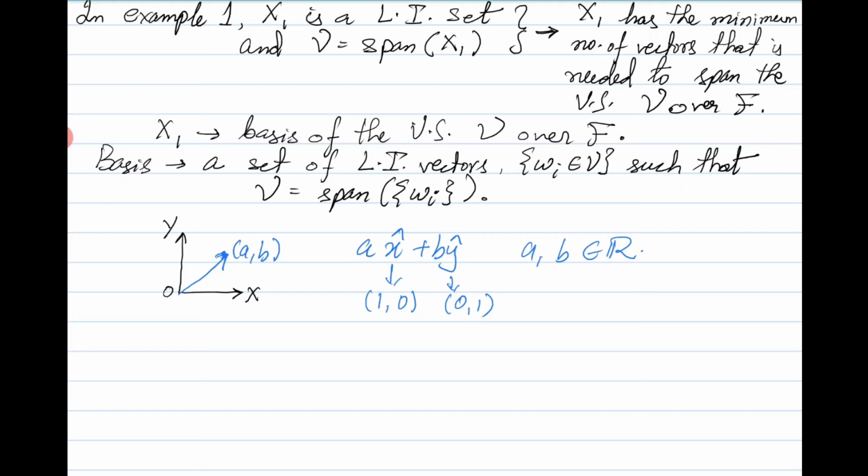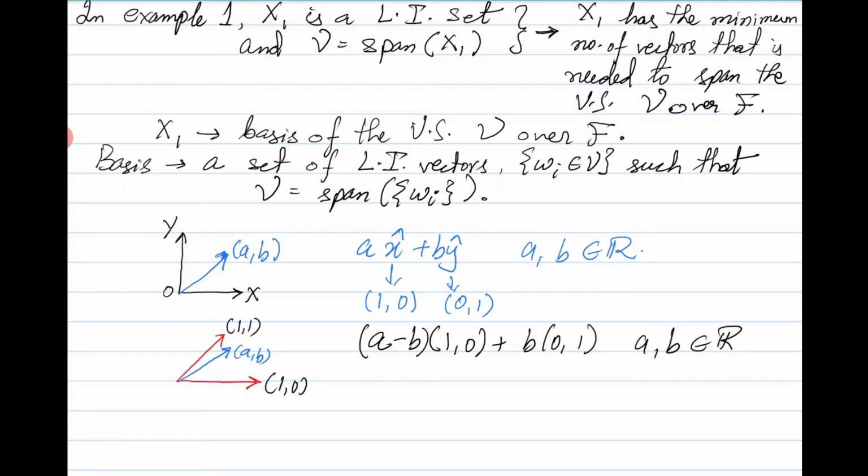You can also represent the same vector (a, b) using the (1, 0) vector and the (1, 1) vector. Let's say this is your (a, b). This is the vector (1, 0) and this is the vector (1, 1). So I can write it as a minus b multiplied by (1, 0) plus b multiplied by (1, 1), where again a and b belong to reals, right?